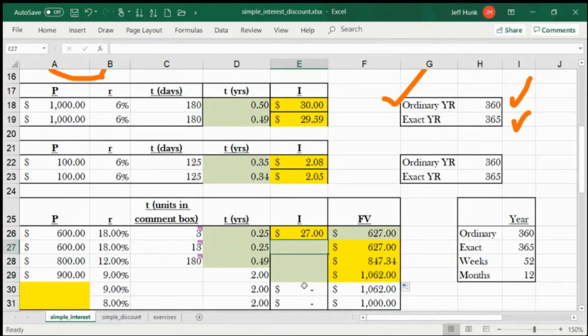Now this one, the time is in, interest is the difference between the future value and the principal. So there you go. And then you drag it down. Okay, so this way we can find interest in the short run, right? And this is where the simple interest is being used, right?